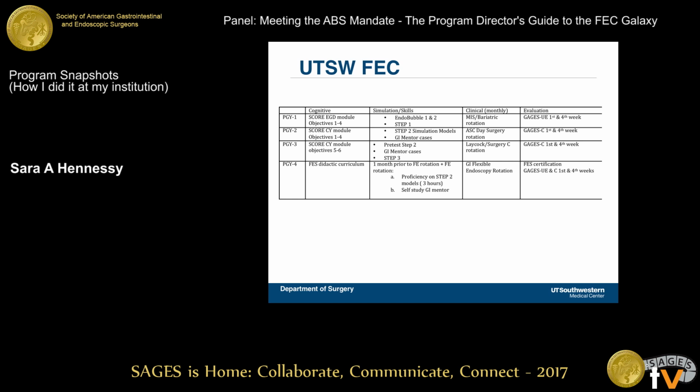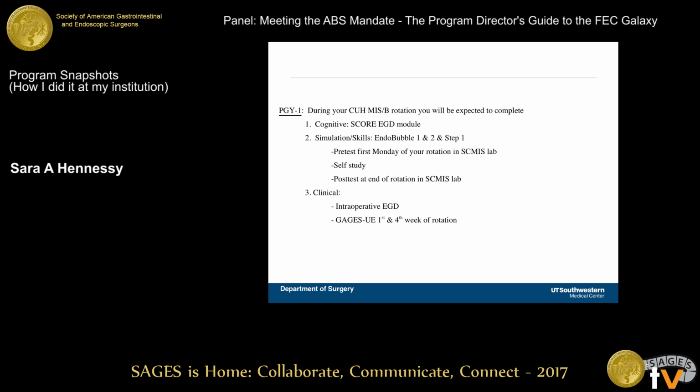So again, this is our FEC curriculum at UT Southwestern. Like I said, it's spread over 4 years, and I'll go through each one. Every categorical PGY1 rotates on our MIS bariatric service. They're required to complete the cognitive portion of SCORE for upper scopes, Endobubble 1 and 2. And then clinically, they perform all our intraoperative EGDs, and they're assessed with GAGES in the first week and the last week of their rotation, with the goal of achieving at least 10 upper scopes during that month.